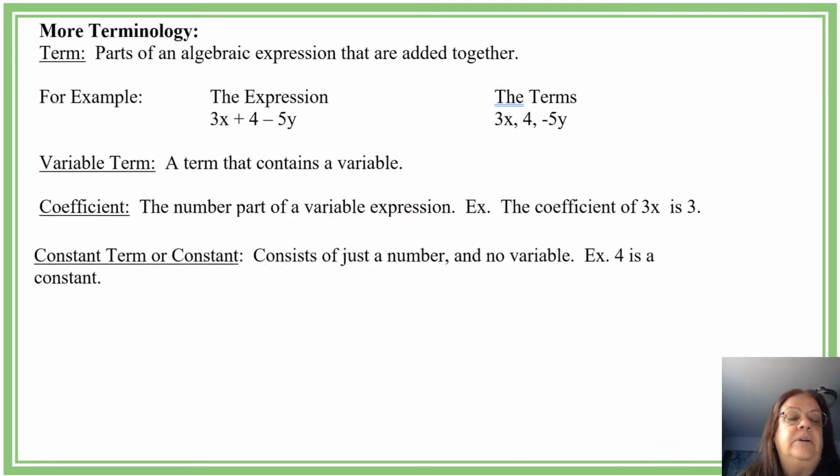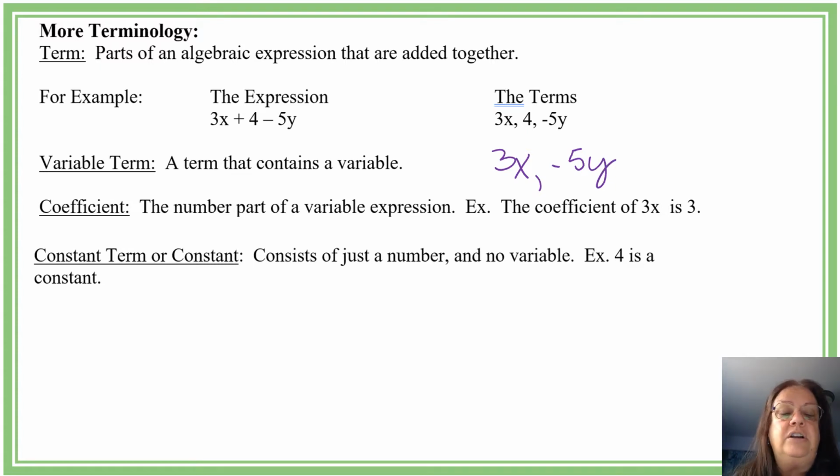Okay, more terminology. This is now the terminology of expressions. So, for an expression, a term is the parts of the algebraic expression that are added or subtracted. So like in this case, 3x, 4, and negative 5y. A variable term would be one that contains a variable. So in this example, 3x and the negative 5y are both variable terms.